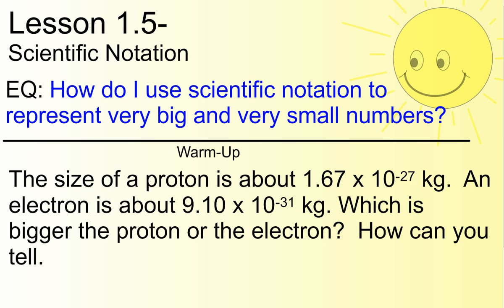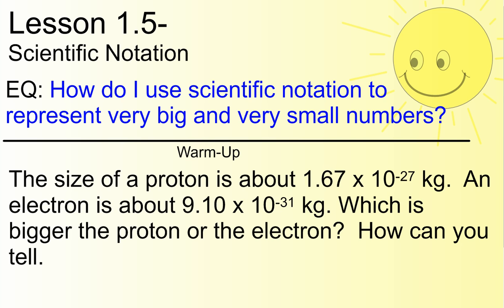The warm-up question asks, the size of a proton is about 1.6 times 10 to the negative 27th kilograms. An electron is about 9.10 times 10 to the negative 31 kilograms. Which is bigger, the proton or the electron, and how can you tell?